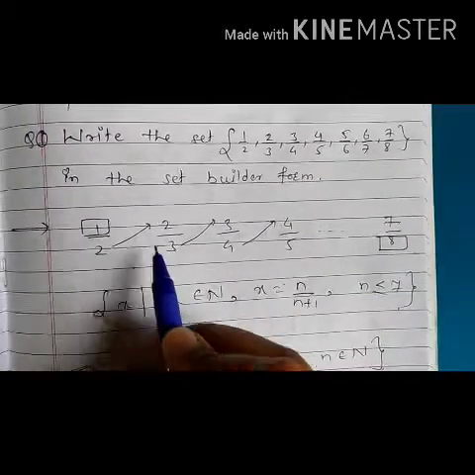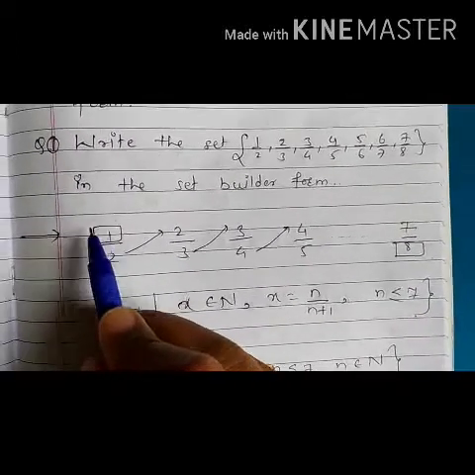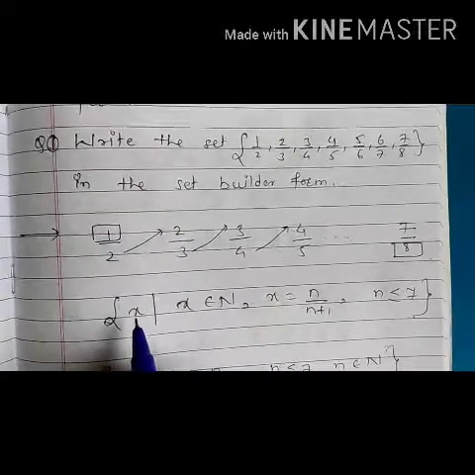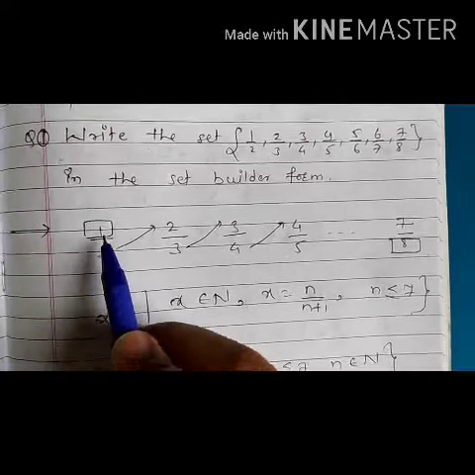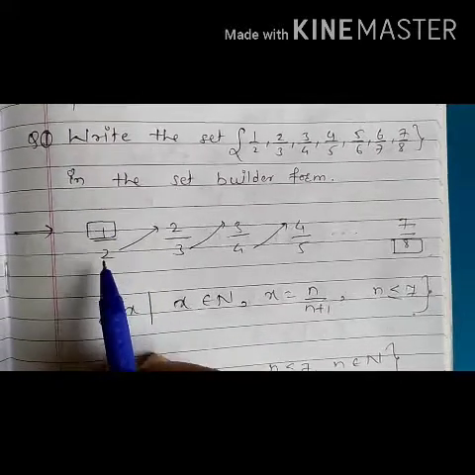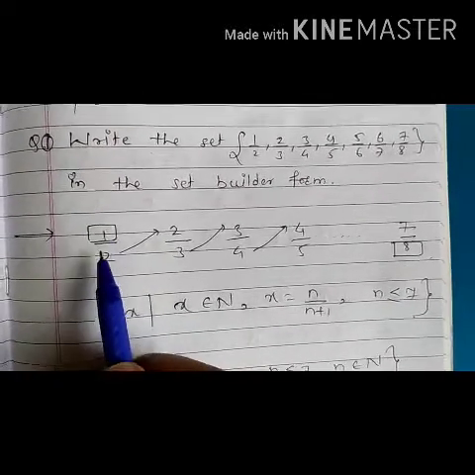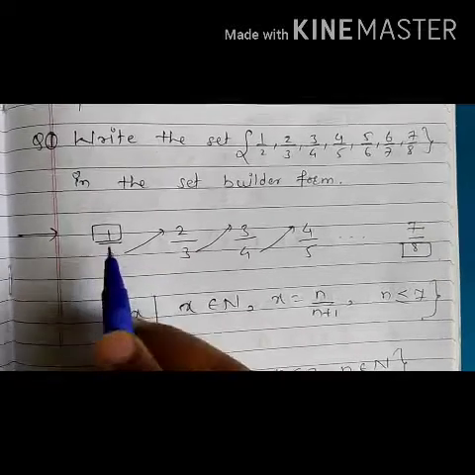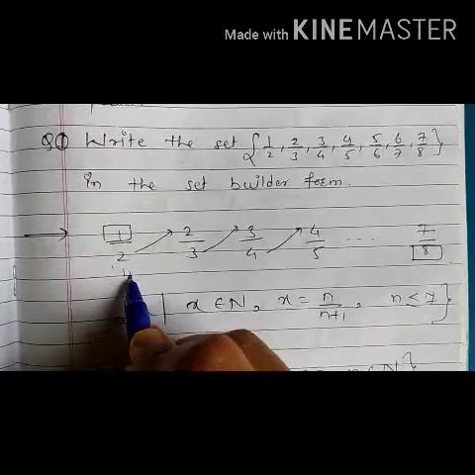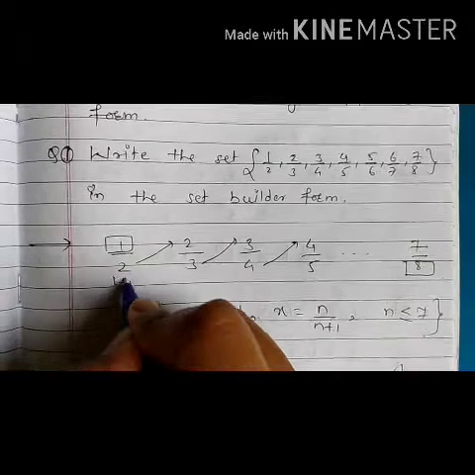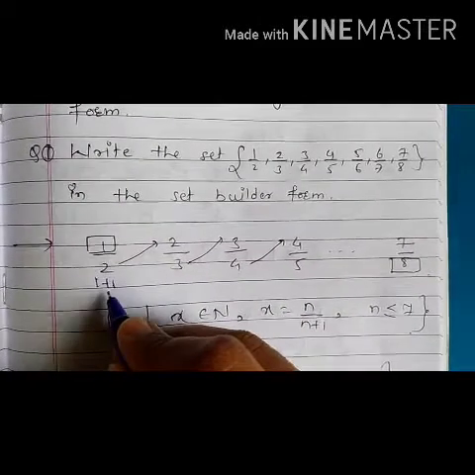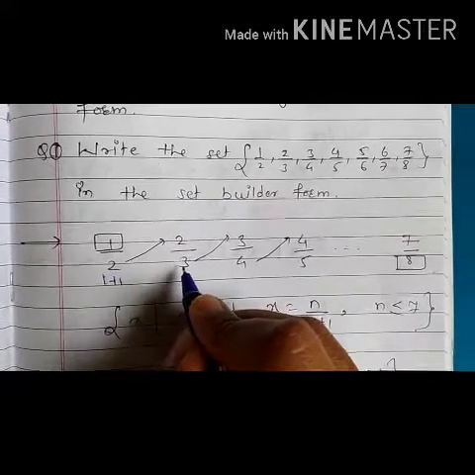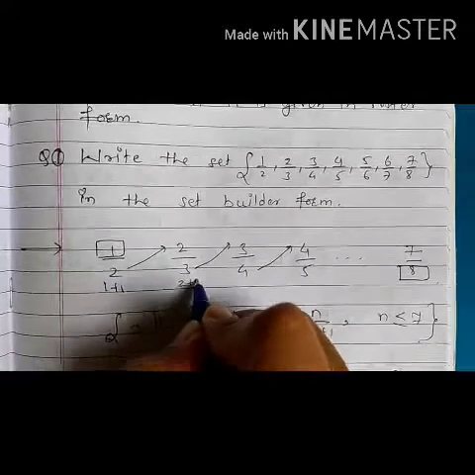Now clearly this 1 is from natural numbers, so we can write this set as the set of x such that x belongs to N. Now clearly we can have 1 upon 1 plus 1. So we can split this 2 as 1 plus 1. Okay, 1 plus 1. Now 1 plus 1 is 2. Now here we can split this 3 as 2 plus 1.